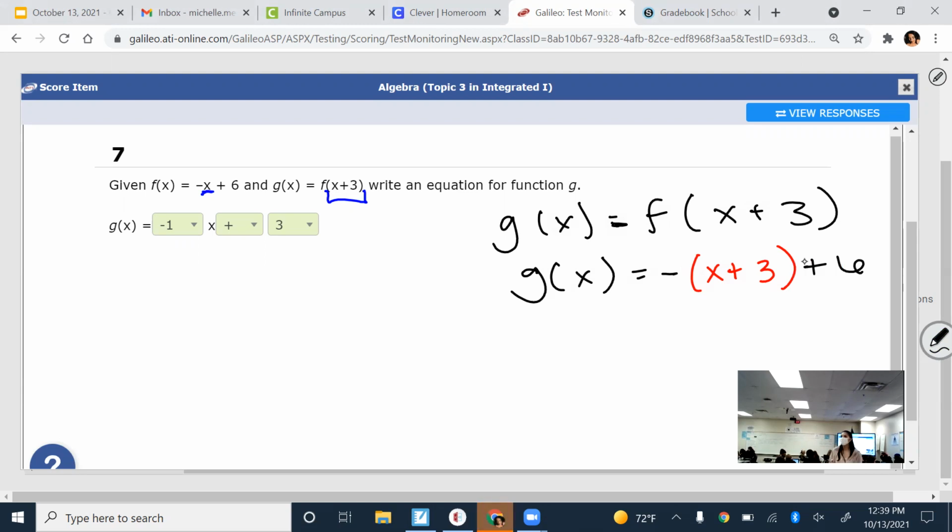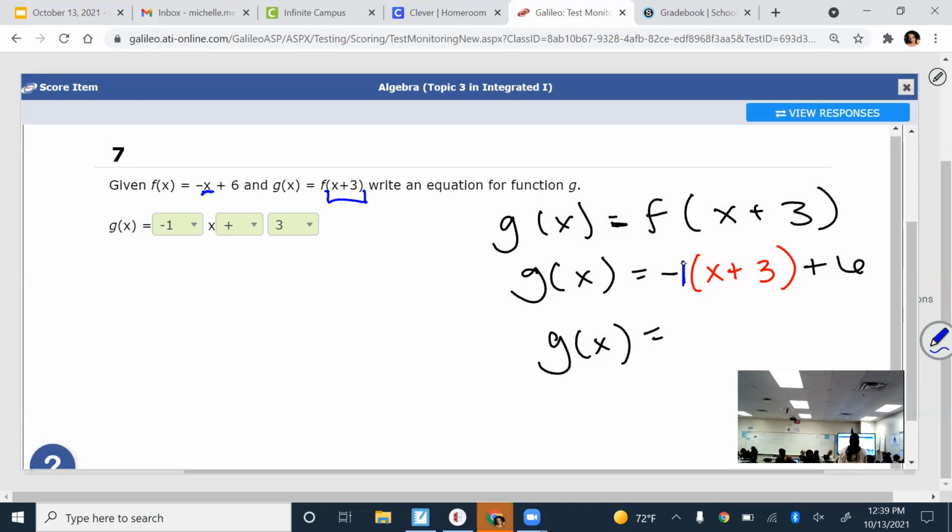All right, so again, you see how I just replaced the x with the parentheses? That's all you're doing for these types of problems. And then to finish making your equation, you want your final answer to look like y equals mx plus b. Or in this case, g of x equals mx plus b. So how can I make these parentheses go away?